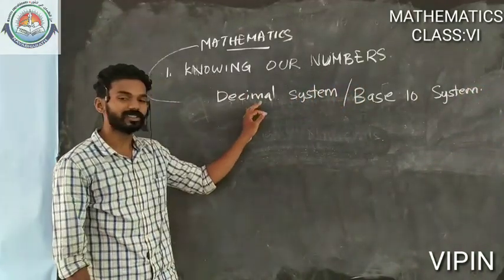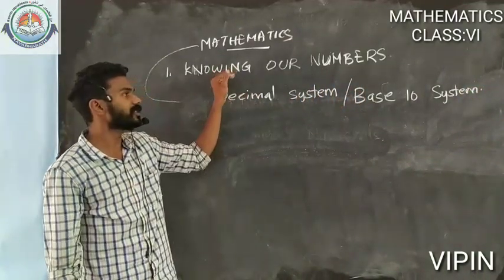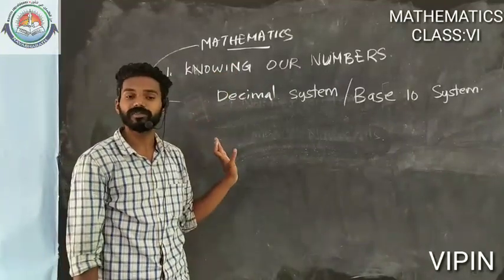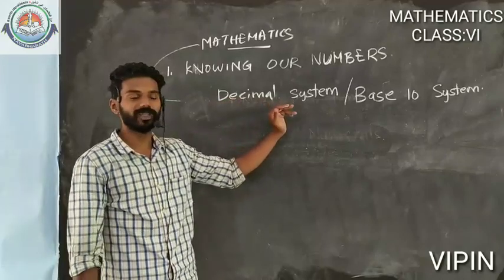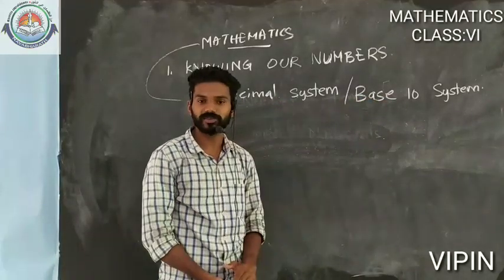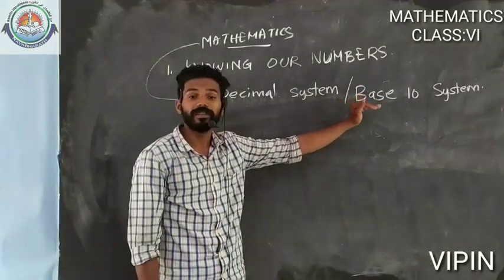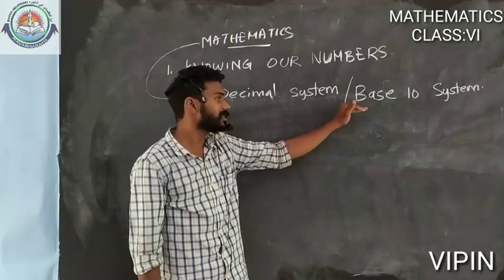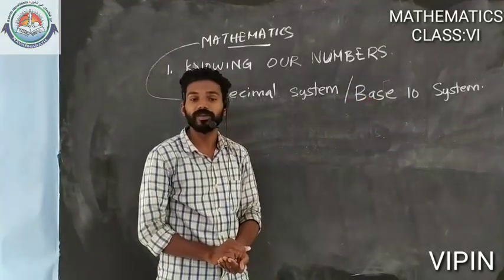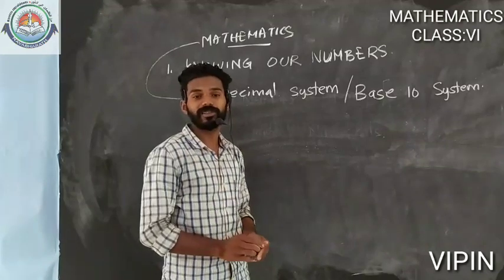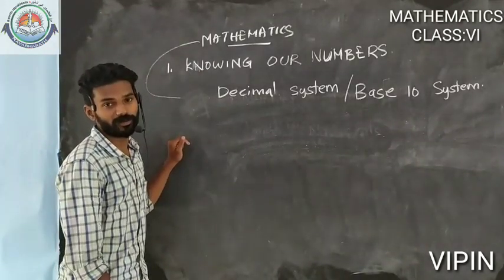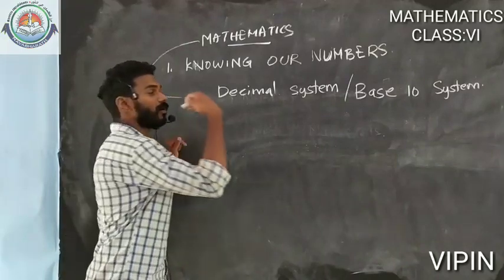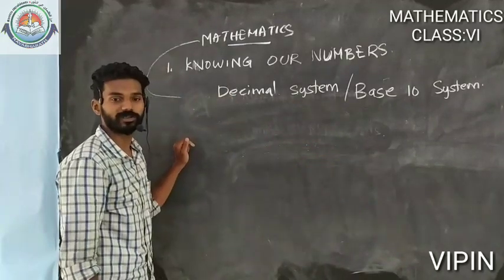So what is a decimal system? A decimal system is basically a number system. And do you know why it is called decimal system or base 10 system? Because in this base 10 system, we use 10 symbols. We use 10 symbols for what? For constructing all the numbers.